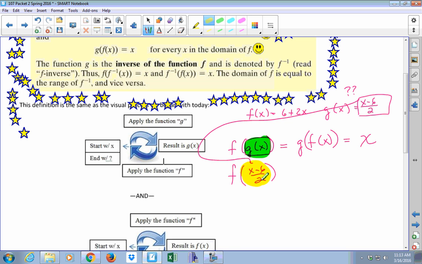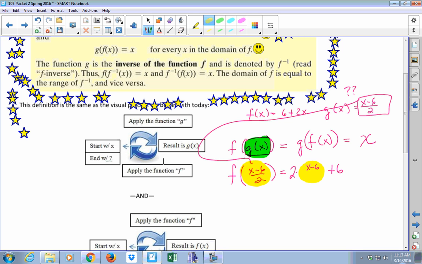What does my f function tell me to do to any input? Any input into my f function is going to be doubled and then have 6 added to it. So now I'm going to perform this recipe to my input. My input is this yellow blob. I'm going to double it and add 6 to it, because that's what my f function tells me to do. I double my input, my yellow blob, and I add 6.